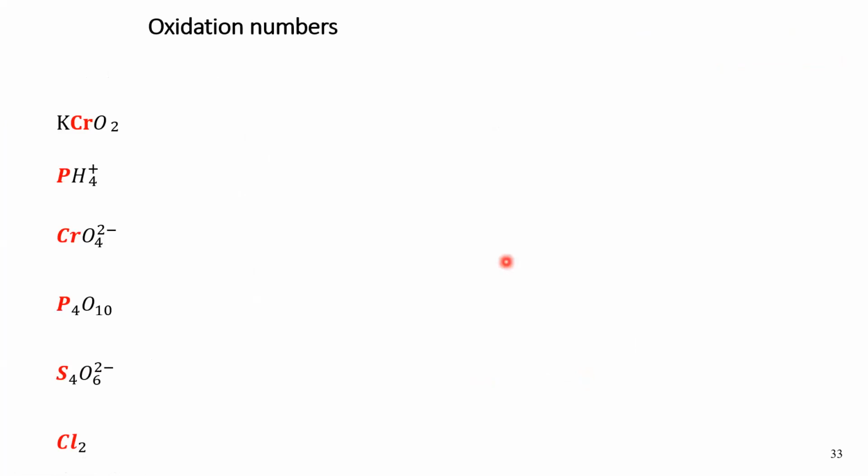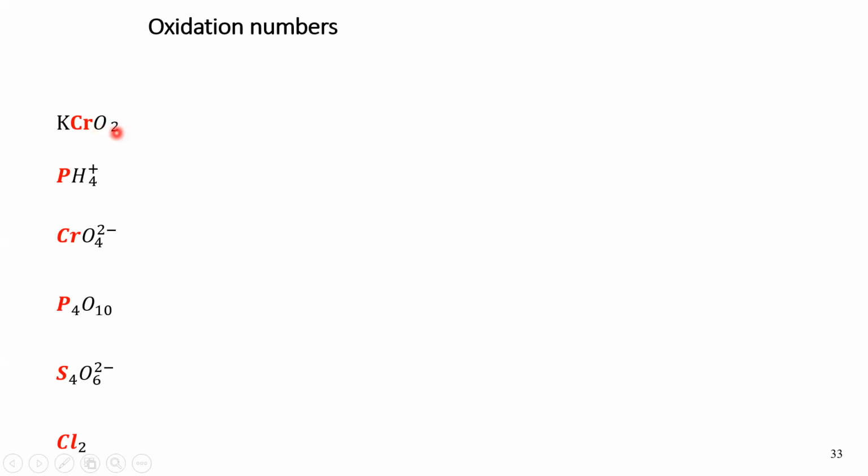We're going to do the first couple together, and then I'll give you a couple minutes to see if you can figure out some on your own. So let's say that we have KCrO2, and we want to find out what the oxidation number on chromium is. The first thing is this is a neutral molecule, so the sum of the oxidation numbers is going to be 0. Potassium is a monatomic ion, so its oxidation number is going to be +1. That comes off the periodic table. Oxygen is almost always -2, and there are 2 of them.